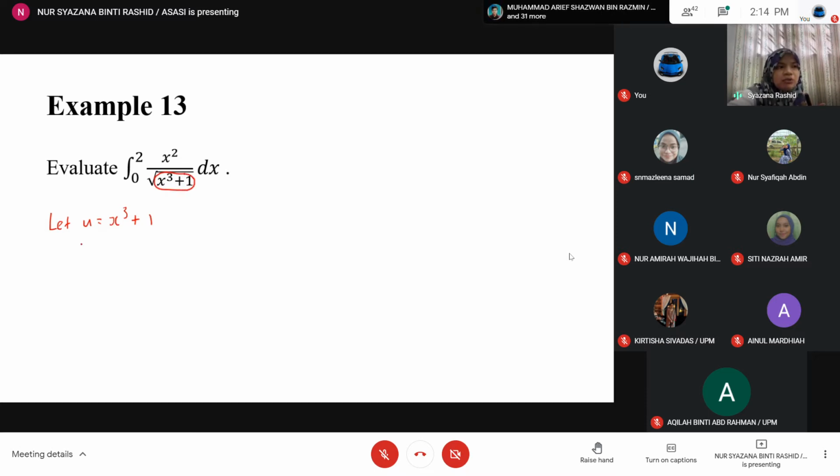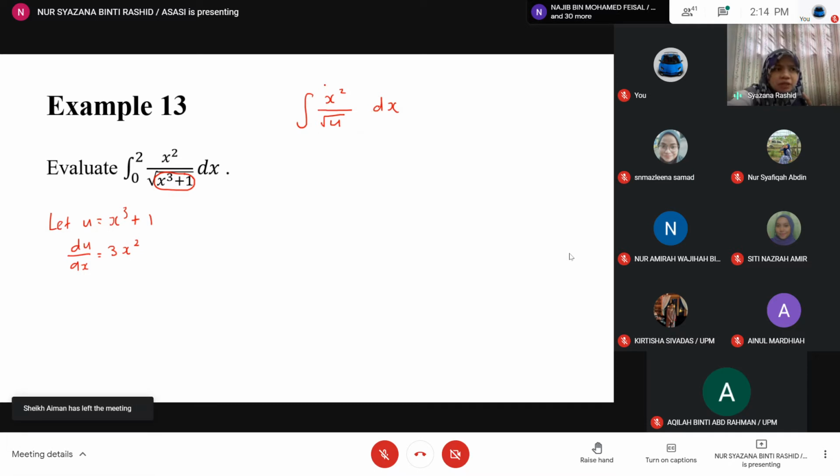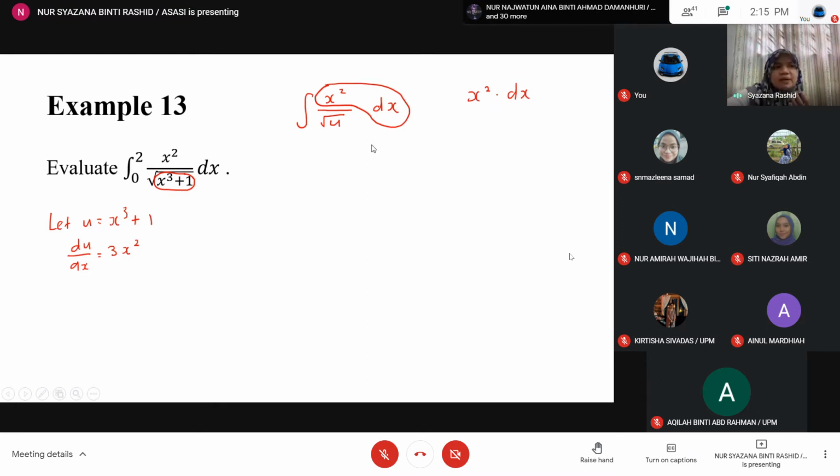Okay, and then what I do, I will differentiate this with respect to x. I got 3x squared. Now I put this here. I already changed it into u. Now dx. So now I need to change this. Kalau yang tadi, kita hanya tukar dx kan? Sekarang ni is not just dx. I need to change x squared dx. So I must get this x squared dx from here.